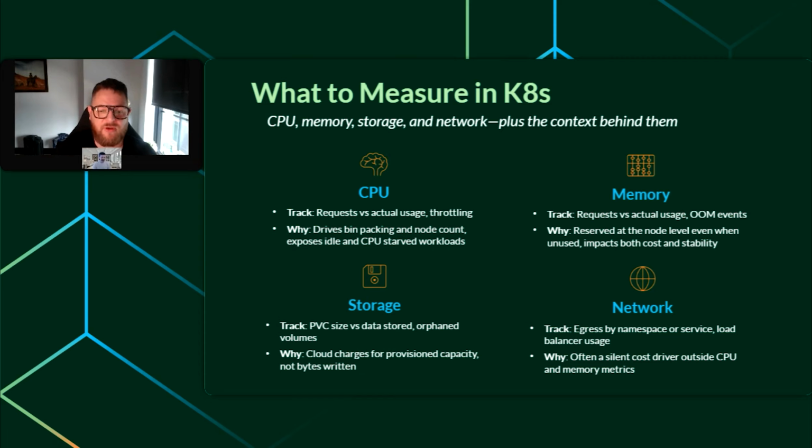Now, the big one we find often now is with the network, and it's usually egress data. Data leaving a cluster, especially across zones or to the internet, adds up quickly, as do idle load balancers, and they're easy to mischarge. That often just isn't visible in your standard bill. Tracking these four areas gives you the signals you need to connect usage with actual cost.